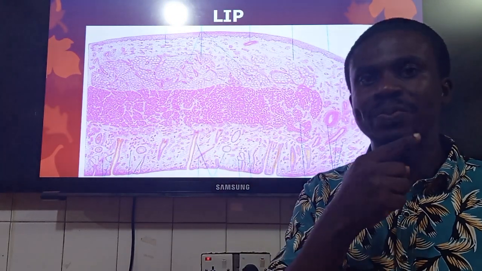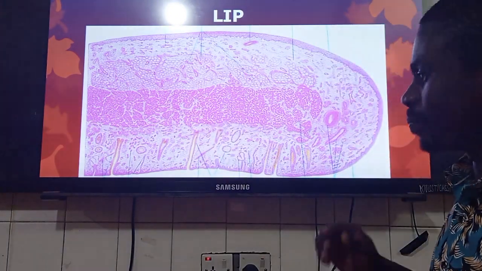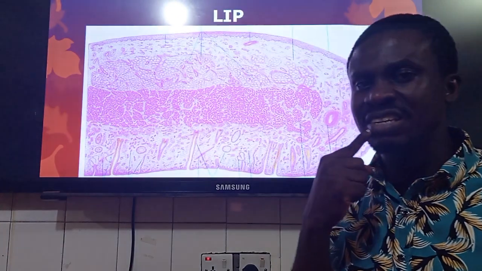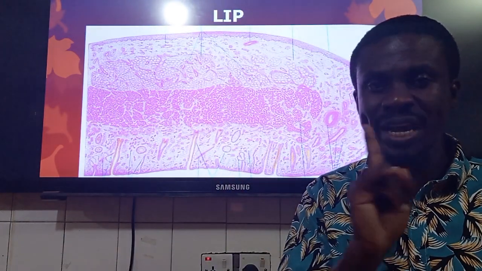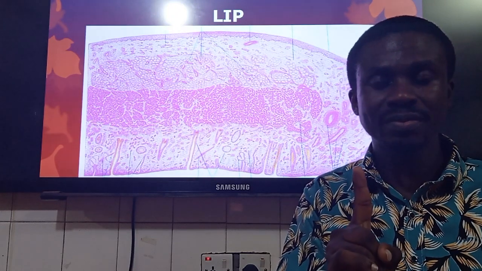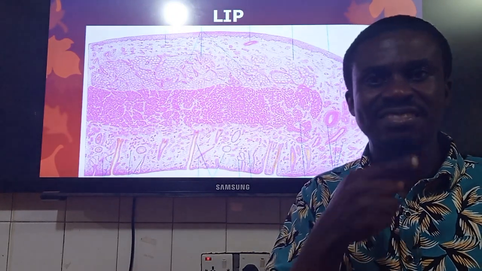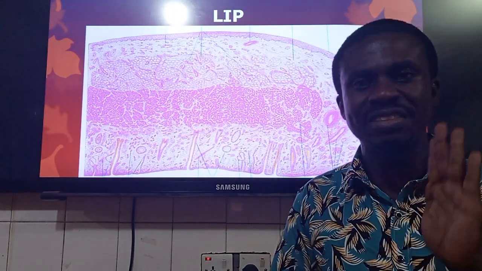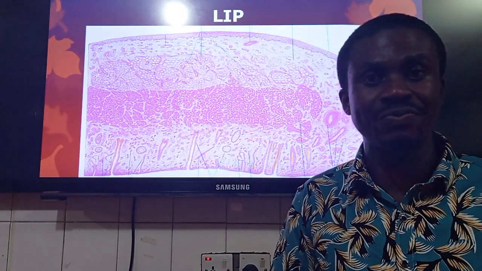First of all, it will present with an outer skin surface, and I want to show you that one over here. Whenever I talk about this outer skin surface, we are talking about thin skin and not thick skin. That's the first thing I want you to know. The reason I'm emphasizing thin skin is that you are going to see thick skin in the palm of the hand and the soles of the feet.